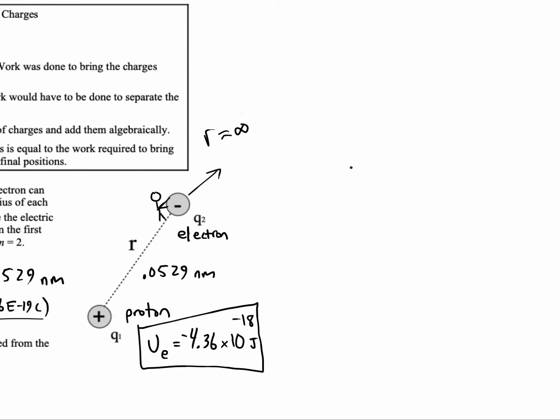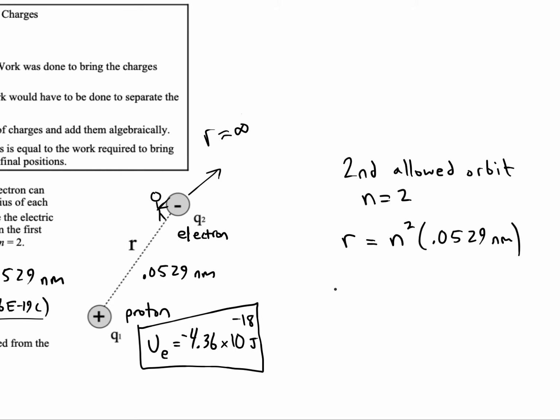We can repeat the calculation for the second allowed orbit. This would be n equals 2. So we have the formula r equals n squared times 0.0529. Let's plug in our 2. All right, this is going to be a radius that's 4 times as large.